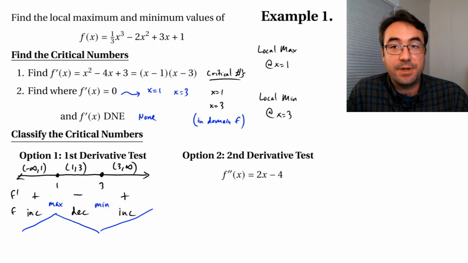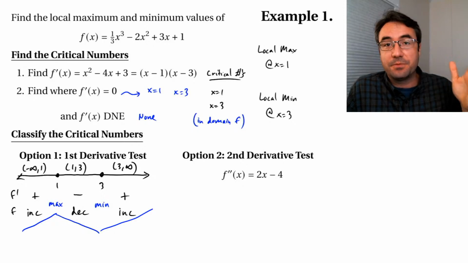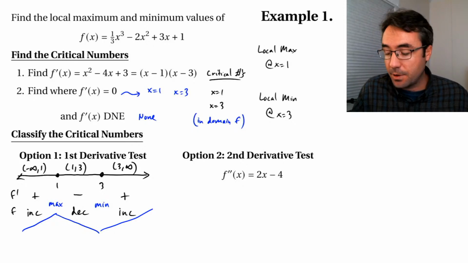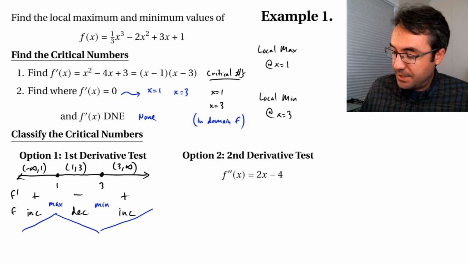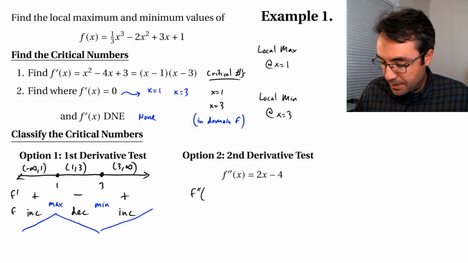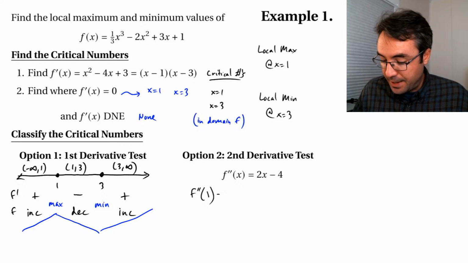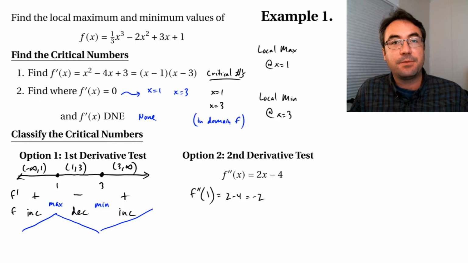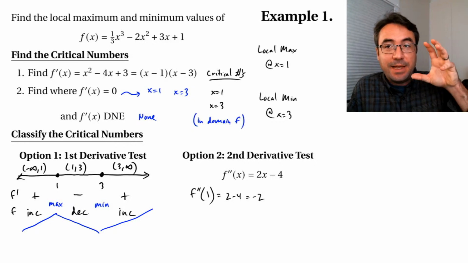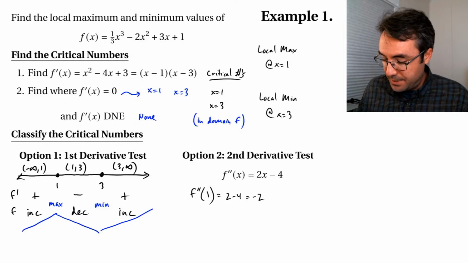What would the second derivative test tell us? In order to do the second derivative test, you need the second derivative. We've calculated that. We got 2x minus 4. And then to do the second derivative test, you would plug in each of those numbers. So you'd plug in the critical number 1 into the second derivative. If we do that, we get 2 minus 4, which is negative 2. Now for the second derivative test, we don't really care about the actual number. We just care about the sign of the number. So it's negative.